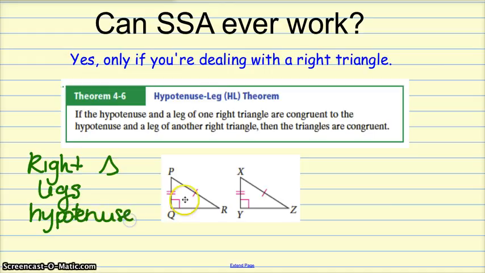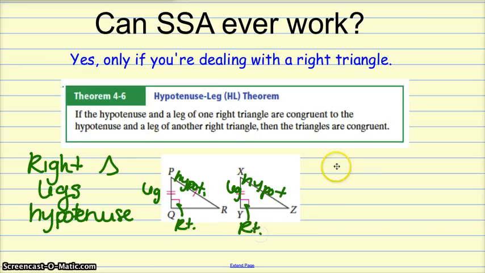Hypotenuse. So look at the double markings here. This happens to be a leg. Look at the single marking. This is the hypotenuse. And then I think everybody knows that this is the right angle.